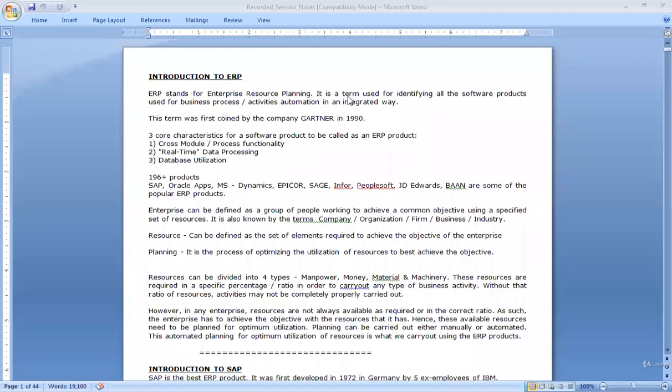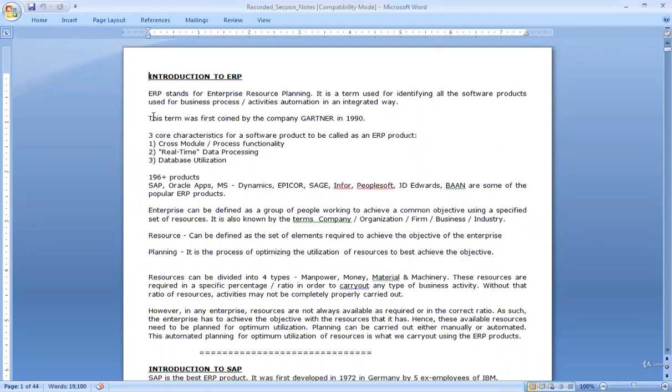Today's session, we're going to talk about the basics about ERP and SAP. So ERP stands for Enterprise Resource Planning. It is a term used to identify all the software products that are used for automation of the business process or business activities in a connected way. Just like the activities are carried out in the real world without a software product manually, every activity connected to each other, similarly, the software product which is used for carrying out optimizing the business activities in a connected way is what is called as ERP.